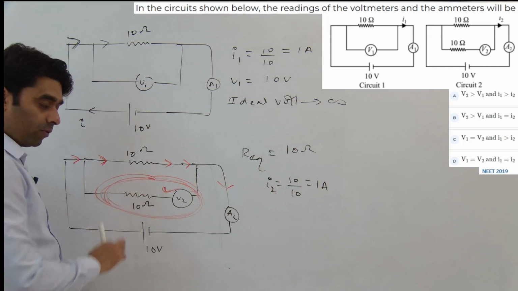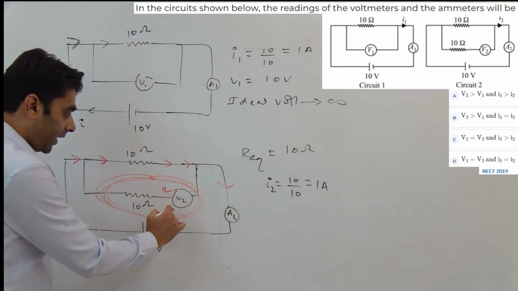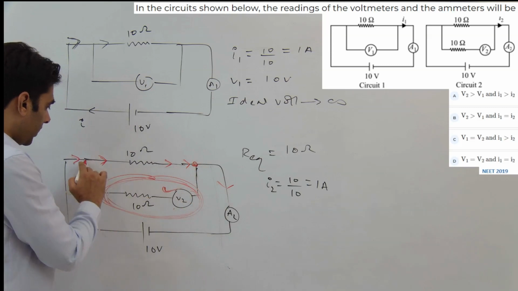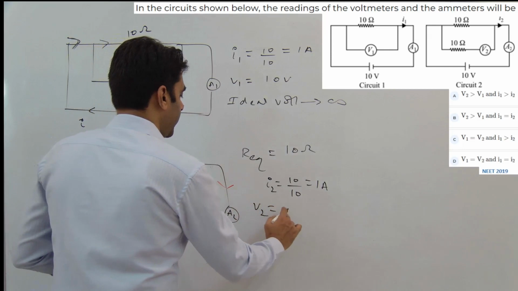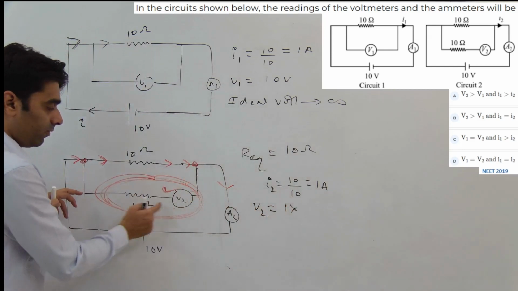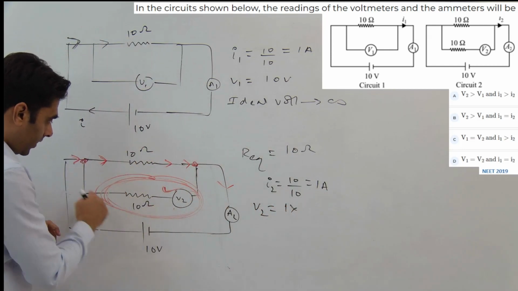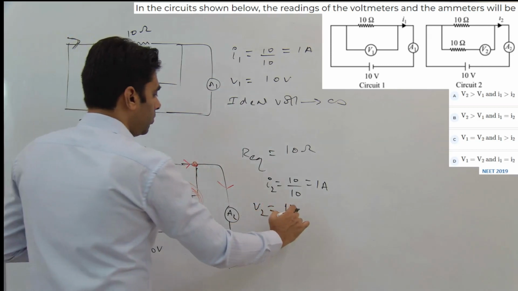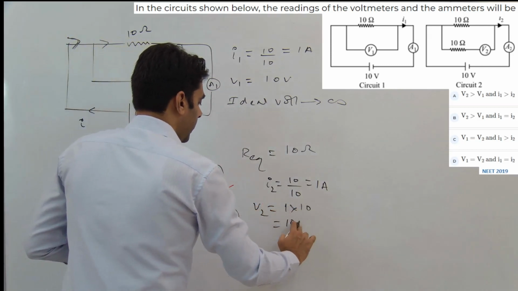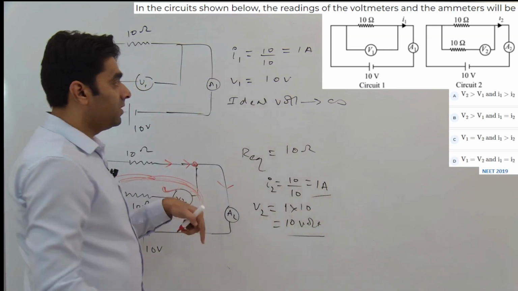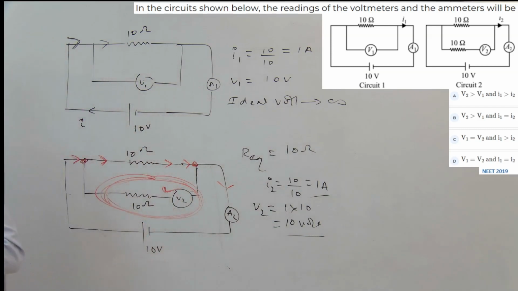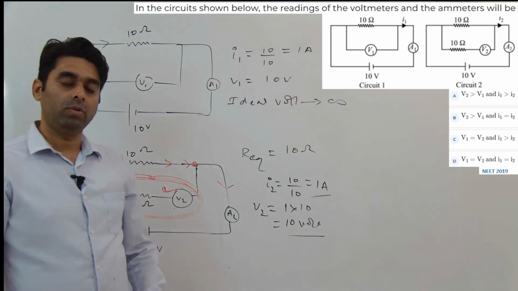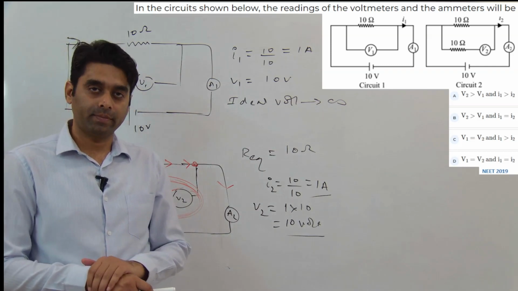Now, no current is flowing through this resistance. That means this second voltmeter will be measuring the potential difference across this 10 ohm only. V2 value will be I, that is 1, into the resistance, because no current flows through this. So the potential here is the same as across this. I into R is 10 volt, right? V1 and V2 are same, I1 and I2 are same, right? So our option is option number D. Option number D will be our correct answer.